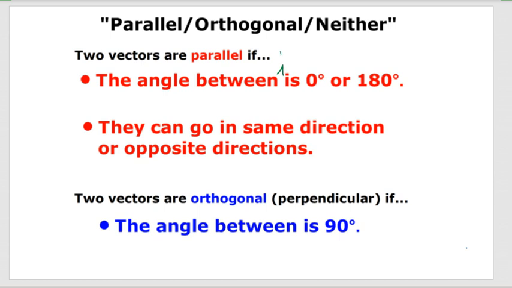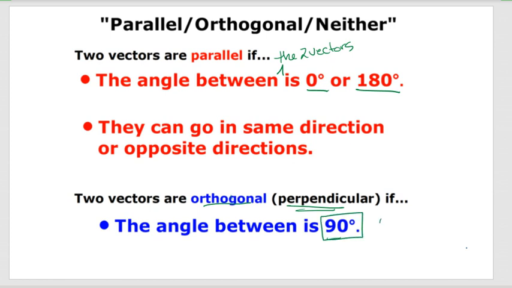I said the two vectors are parallel if the angle between the two vectors is either 0 or 180. Not both, and not all the numbers in between. The angle between the two vectors is 0 or 180. They can go in the same or opposite directions. The two vectors are orthogonal or perpendicular, a nice big word for vectors, if the angle is 90 degrees.